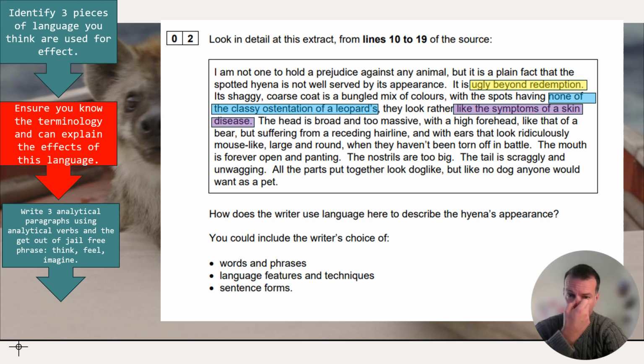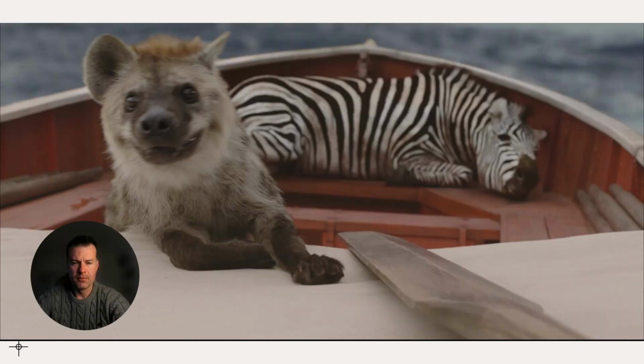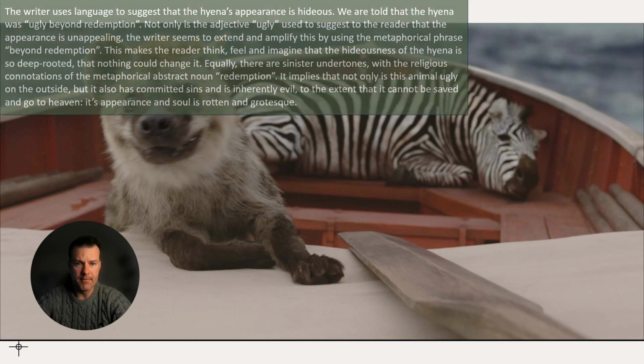But we can see there kind of with three of them. We've got ugly beyond redemption. We've got that metaphorical idea of redemption combined with the adjective ugly. We've got that fantastic bit of contrast and juxtaposition used there with the leopard, and there we've got the simile. I'm confident we can write a piece about that. So let me show you how you might want to write that answer. So let me give you a sense of what a good answer looks like.